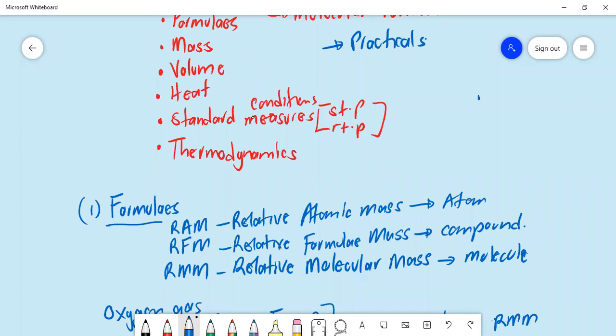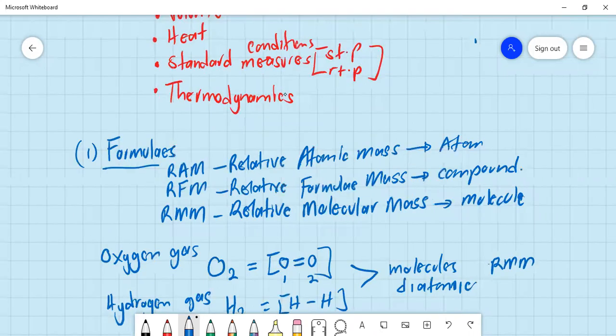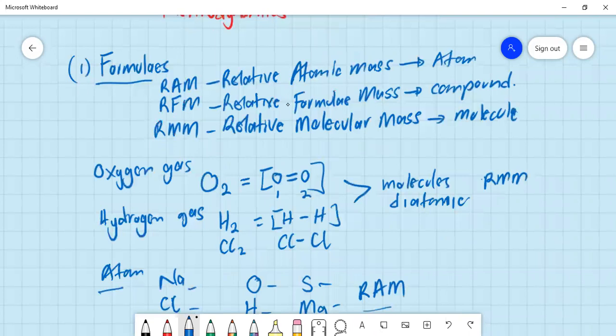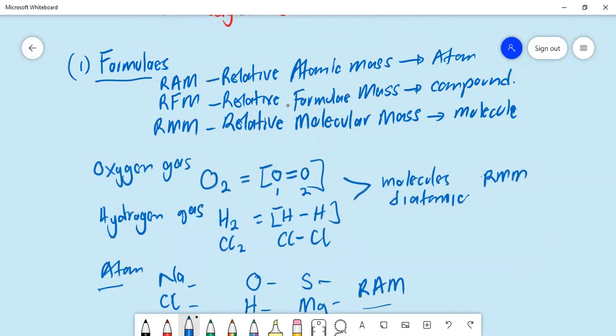Then we looked at the examples of molecules, atoms, and the rest. Oxygen is a molecule, so it is diatomic in nature. Hydrogen is a molecule, diatomic in nature. Chlorine is a molecule, diatomic in nature. Sodium, magnesium, those are atoms. Like when I say sodium atom, magnesium atom, those are atoms. Sulfur, it is an atom, yes, as it is.